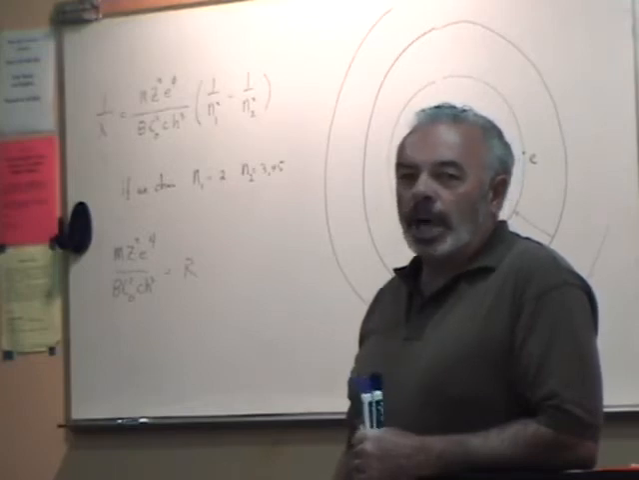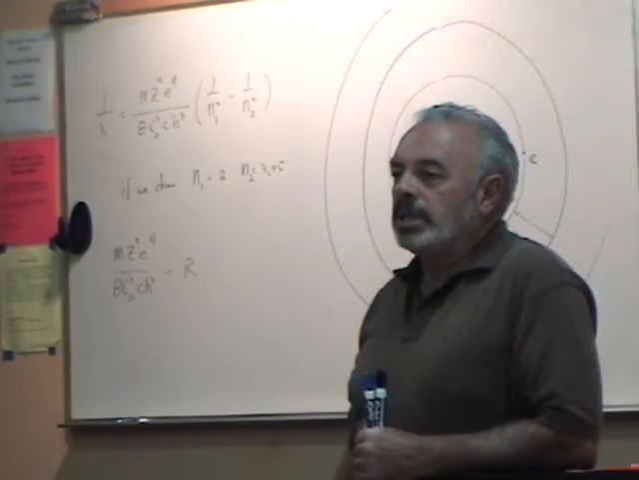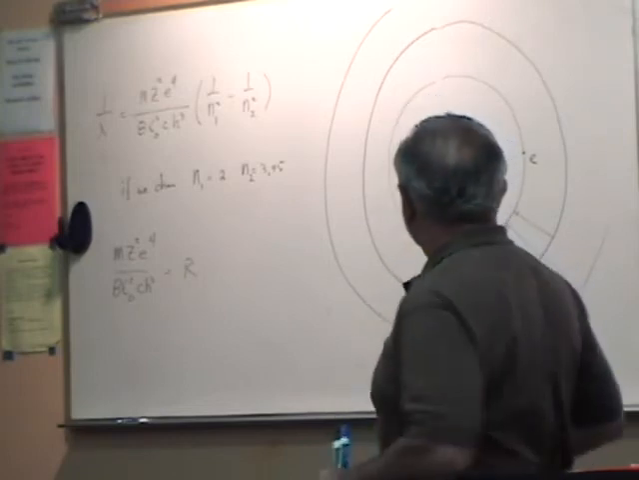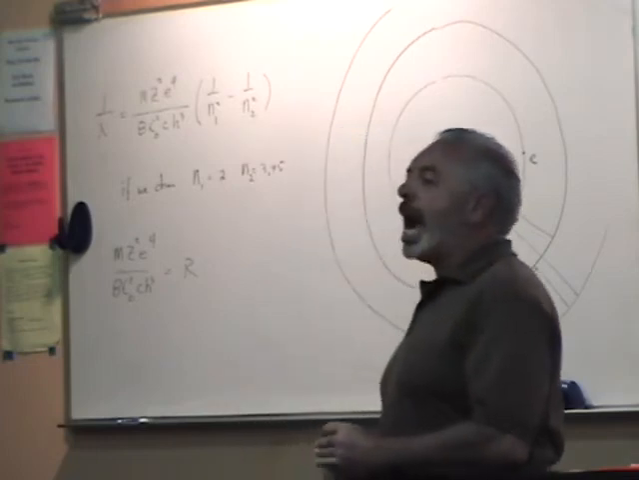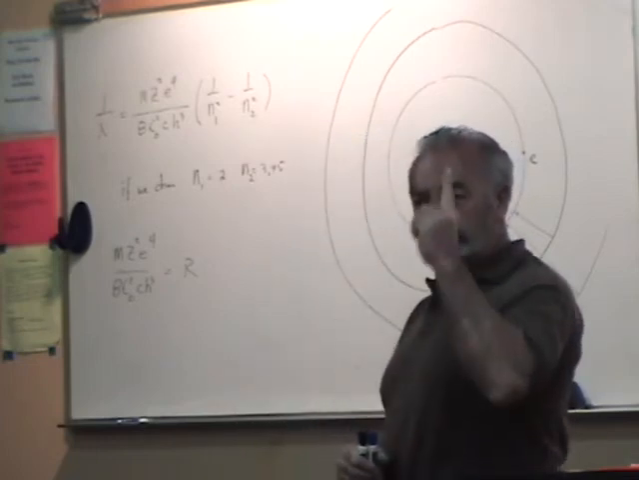I'm going to start doing it on the board. Please don't watch me do it on your own. Which Z are we using? We're using hydrogen, therefore Z is 1.